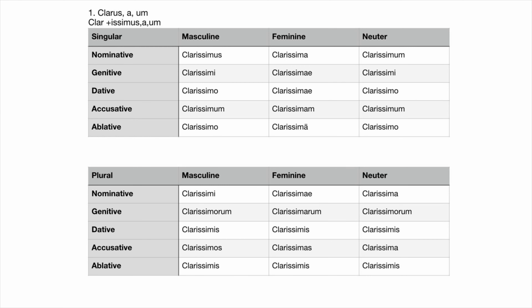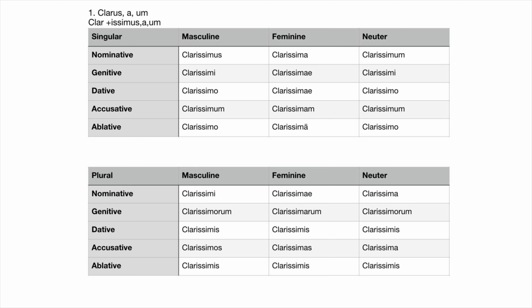And how we form them in Latin with regular adjectives is we add -issimus, -issima, -issimum, right? -issimus for the masculine, -issima for feminine, and -issimum for neuter. And then we decline just like a first, second declension adjective. So here we can look at our example, clarus. We're going to take clar-, add -issimus, -issima, -issimum, and then we decline.